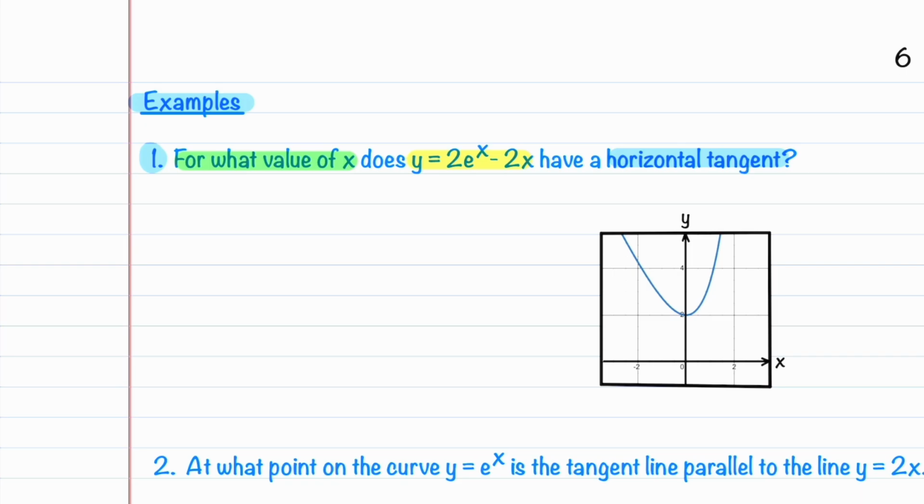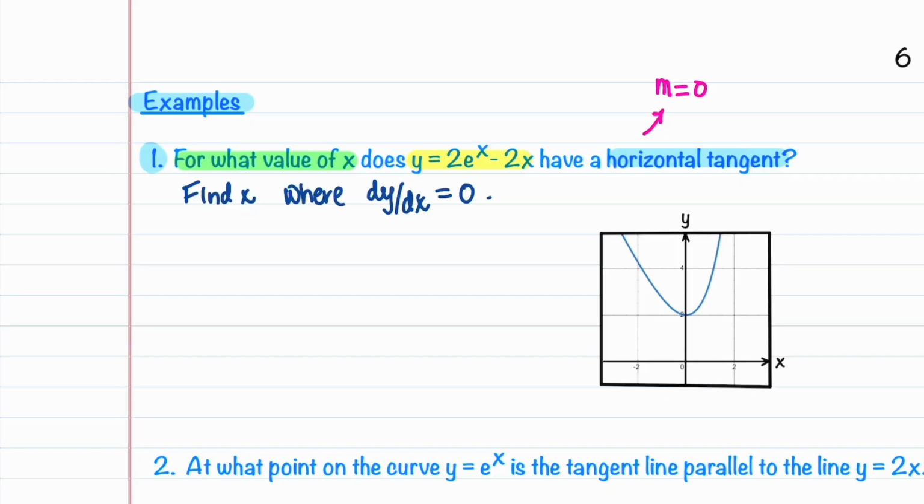For what value of x? So we need to find x where our function has a horizontal tangent. A horizontal tangent is going to happen where the slope of our curve is equal to 0. So that means we want to find x where our slope, or our derivative dy/dx, is equal to 0. This means that the way we're going to start is by finding the derivative and setting it equal to 0, and then we're going to solve for x.